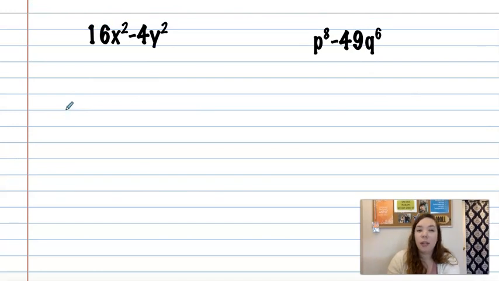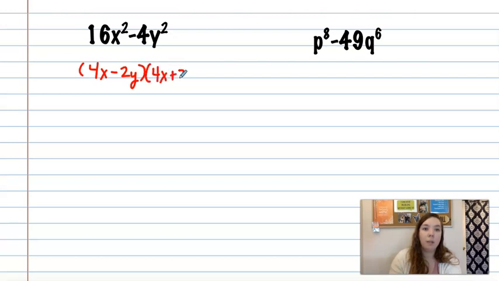So let's do a couple more examples. Again, you need to verify that they're perfect squares. 16 is a perfect square, so is 4. And then as long as your exponents are even, they'll work as well. So the square root of 16x squared is 4x. The square root of 4y squared is 2y. So we need one set that's subtraction and one that's addition.